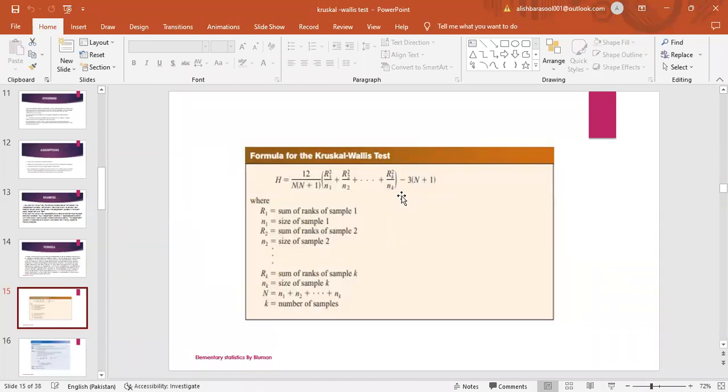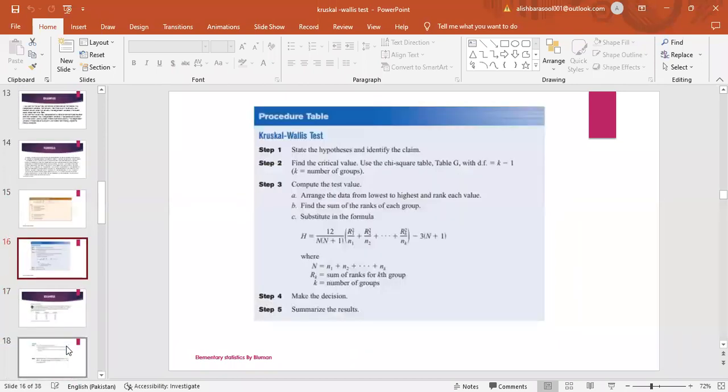R1 is the sum of ranks of sample 1, n1 is the size of sample 1, R2 is the sum of ranks of sample 2, n2 is the size of sample 2, Rk is the sum of ranks of sample k, and nk is the size of sample k. N is equal to n1 plus n2 up to nk, and k is equal to the number of samples.